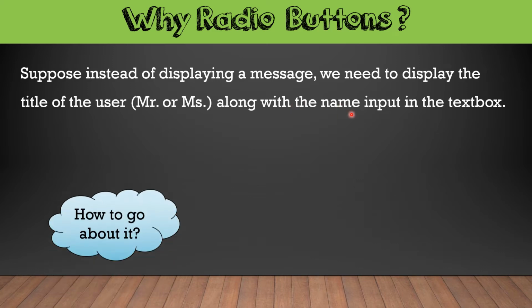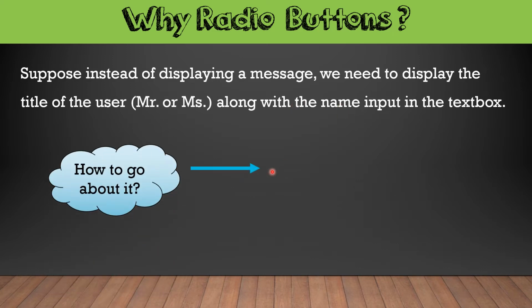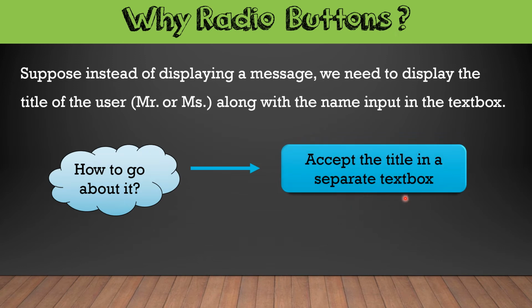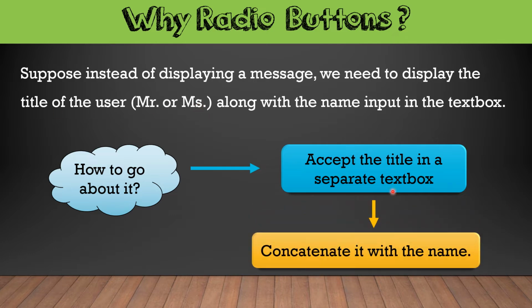So how will we do this? First of all, we have to accept the title in a separate text box because we have to accept the title from the user only. So that is why we need a separate text box where the user can enter the title Mr. or Miss. And then we have to concatenate this title with the name. Means the user will give two kinds of input. First is title and second is name. So we have to concatenate both of them to display the message in the output.